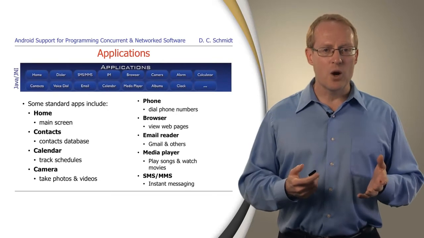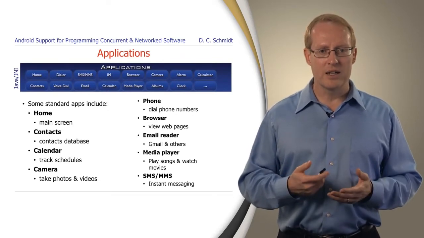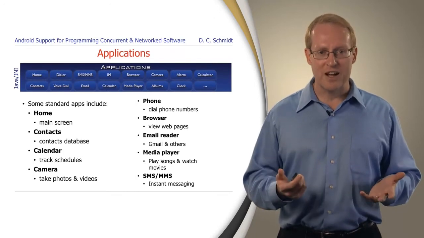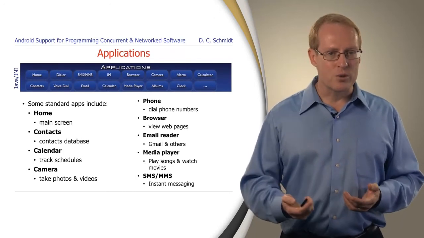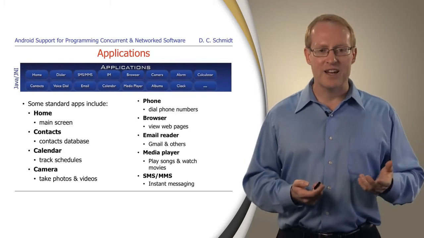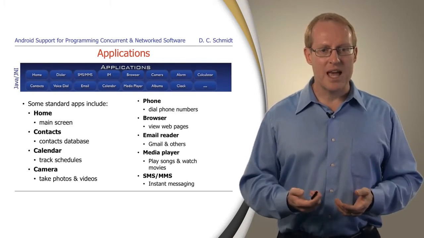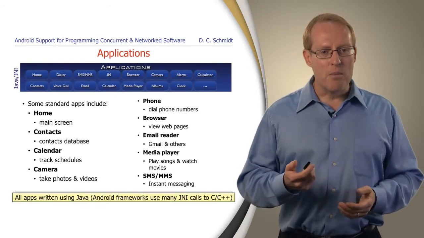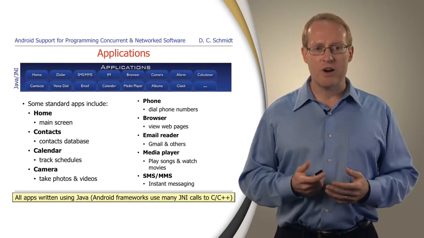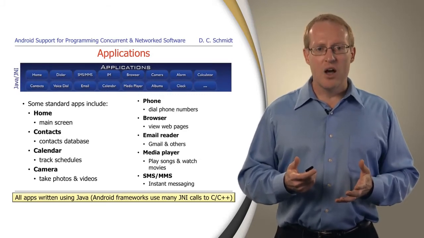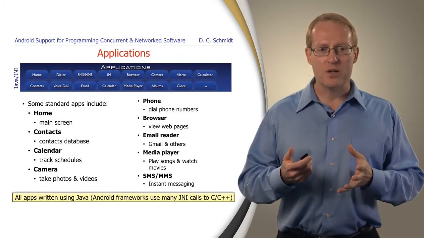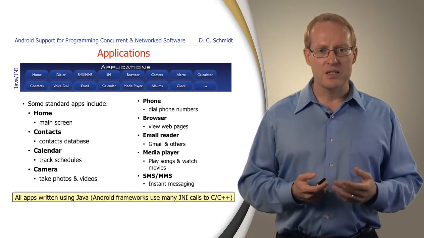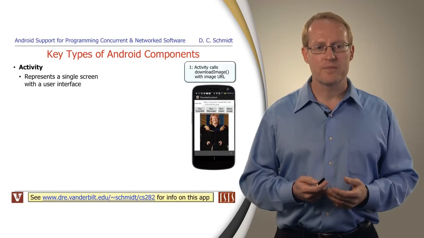And then finally, with the open source release of Android, there also come a number of useful common applications, things that you'd expect to find on a smartphone today. Browser, email, contacts, calendars, camera, SMS, MMS, media players, and of course the phone itself. Most, if not all, of these applications are actually written in Java, although some parts of the Android frameworks make heavy use of Java Native Interface calls, or JNI calls, down to C and C++ for performance reasons.